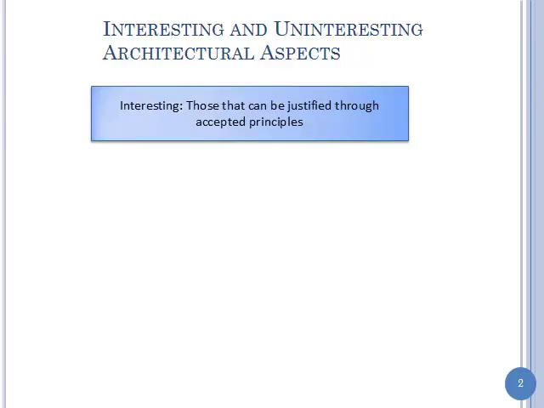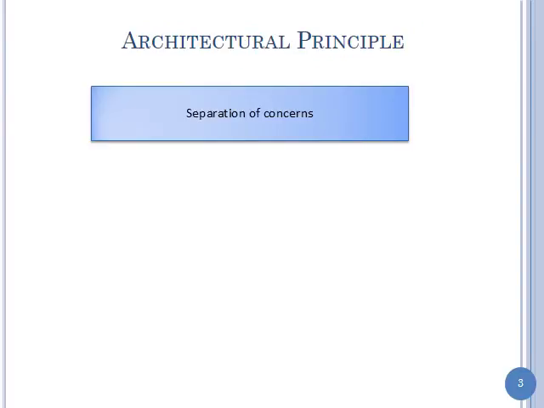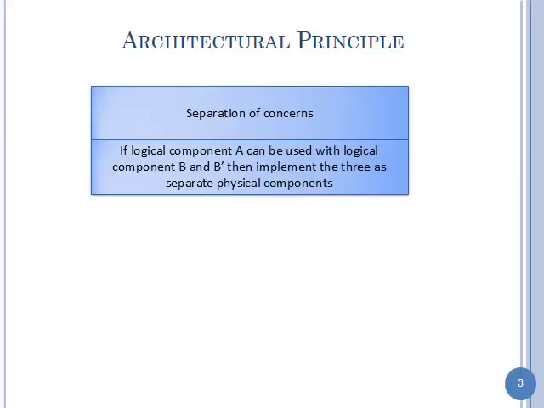So there are those that can be justified through accepted principles, and those that can't be justified. We're interested in the ones that are justified through accepted principles, and the separation of concerns. My understanding of it says that if there's a logical component A that can be used both with logical component B and B prime, and you can think that these are things that you would want in an application, then make A, B, and B prime three different classes. In a counter example, if we can imagine only an incrementable counter, make that a class, then you could create another subclass that is a decrementable counter also. But if you can't imagine an incrementable-only class, then why bother?